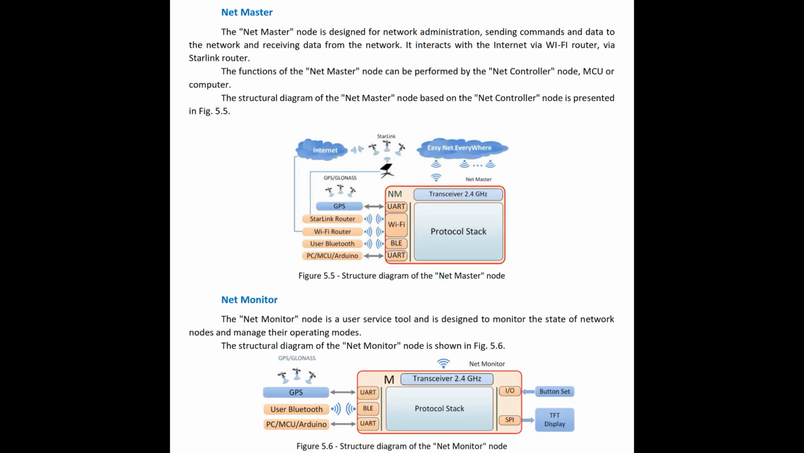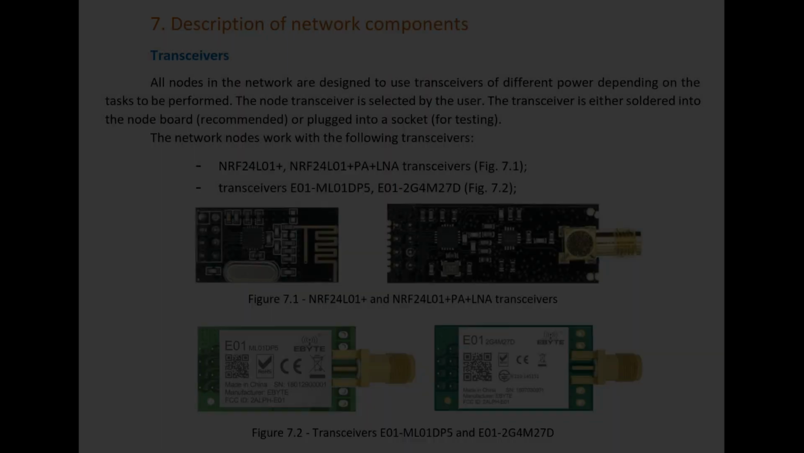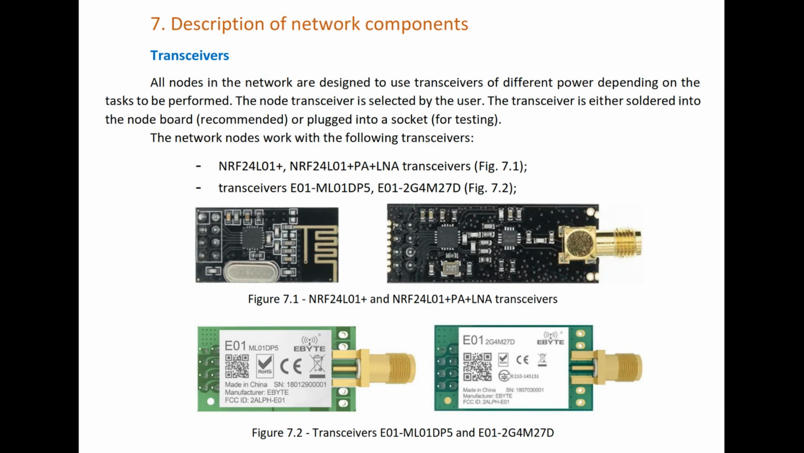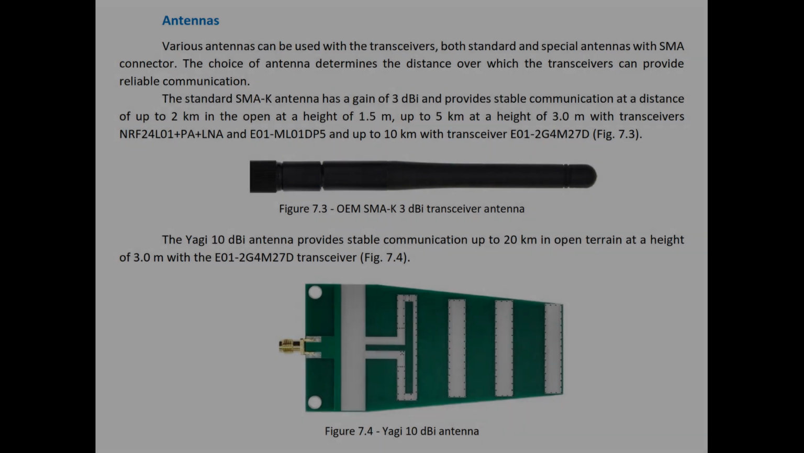The Net Master node is designed to administer the network, send commands and data to the network, and receive data from the network. The Net Monitor node is a user service tool and is designed to monitor the state of network nodes and manage their operating modes. Each node in the network has its own unique address. In all network models, the full address of a node consists of two components: the network address and the node number. All nodes in the network use an ESP32 microcontroller, NRF24 transceivers, and standard antennas.